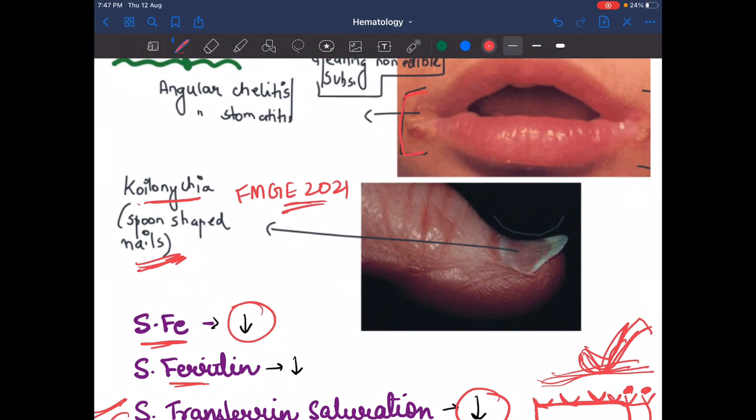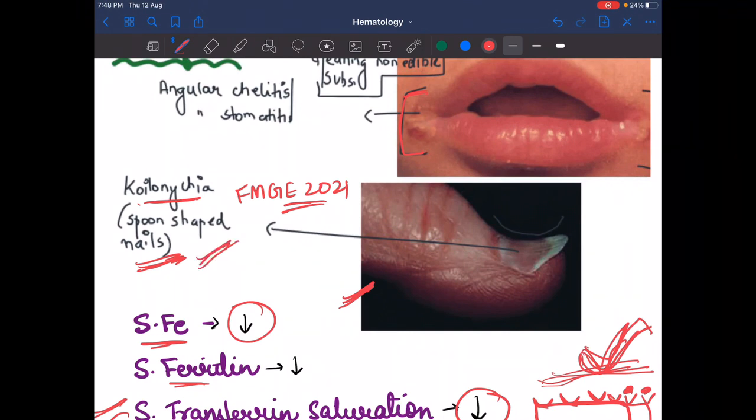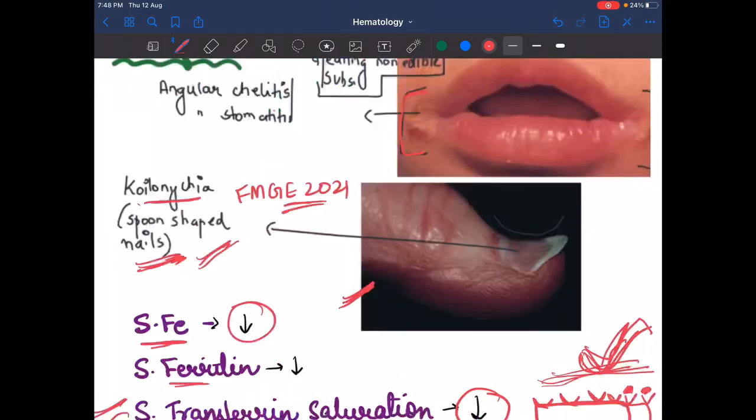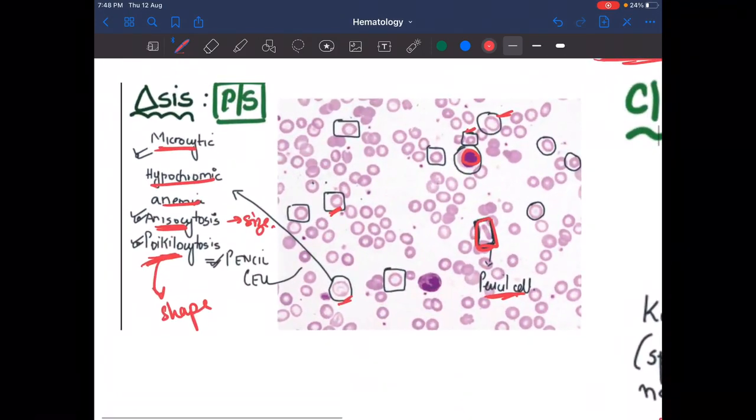This is a recent FMG question, where this image is given in the question and they asked you what condition it is, and it arises due to iron deficiency anemia. Please remember it: koilonychia, meaning spoon shaped nail, is seen in iron deficiency anemia. Now on the peripheral smear, we have to see this image. This is the nucleus of a lymphocyte. First we have to compare the nucleus of the lymphocyte with the normal RBC.